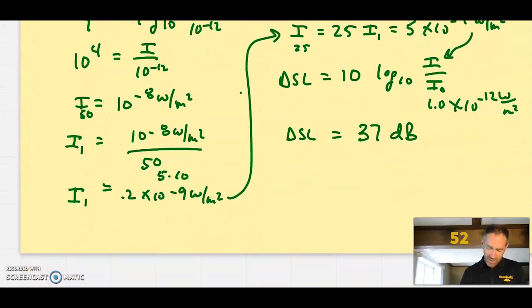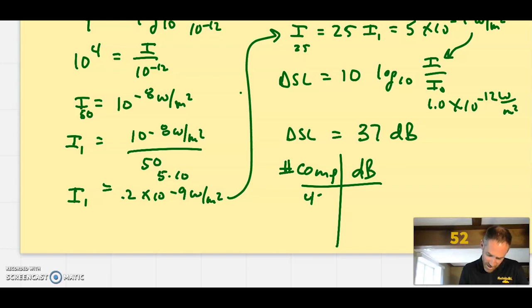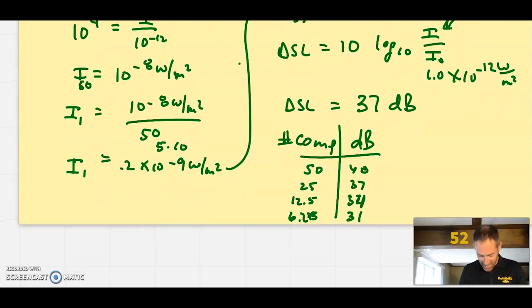In fact, if he wants to get down to 20 decibels, he's going to have a very difficult time doing that, because if you think about how many computers versus the amount of decibels he has, 50 computers gave him 40 decibels. So then 25 computers would give him 37 decibels, and 12 and a half, I don't know how you get that half, but 12 and a half computers would give 33 decibels, not 34 decibels, and then 6.25 computers gives 31 decibels. And you can see this is going to be really difficult to get down to 20.